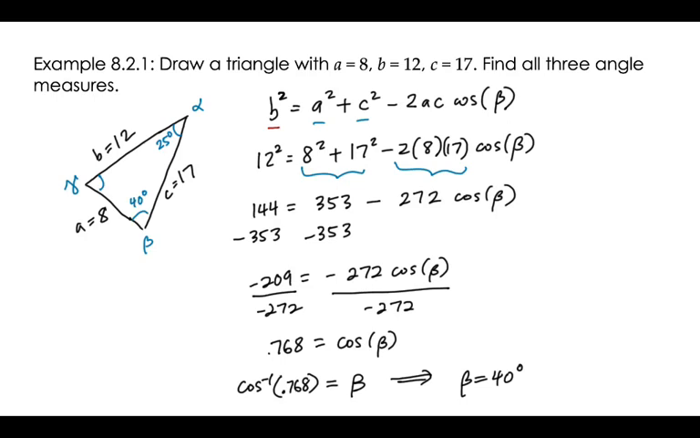All right. And now, let's see. I was supposed to find all 3 angle measures. I found 2 of them. For my last one, gamma, I could use the law of cosines again, but that would kind of be using a sledgehammer to push a thumbtack. Because I've got 2 angles here, I can just do the old-fashioned subtract from 180. So 180 minus 40 is 140, minus 25 is 115.